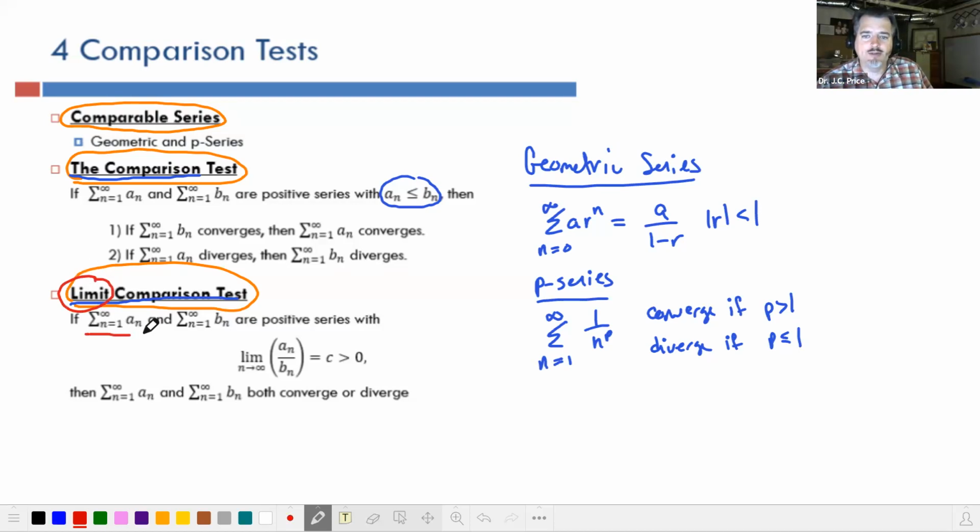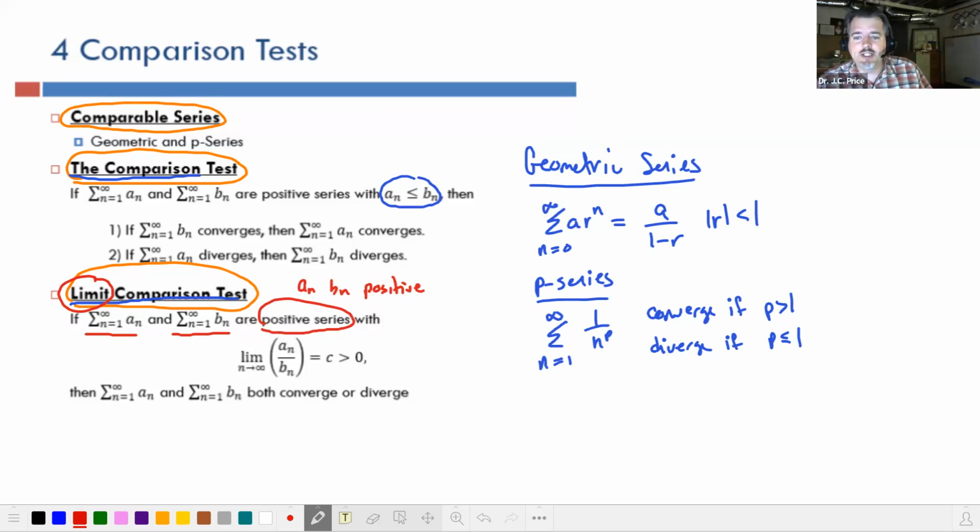So what do we have? We have two infinite series. Some of my a sub n's, some of my b sub n's, they are still positive series, which means our a sub n's and b sub n's are basically positive. So they're bigger than 0, although they could equal 0, but they're positive series.